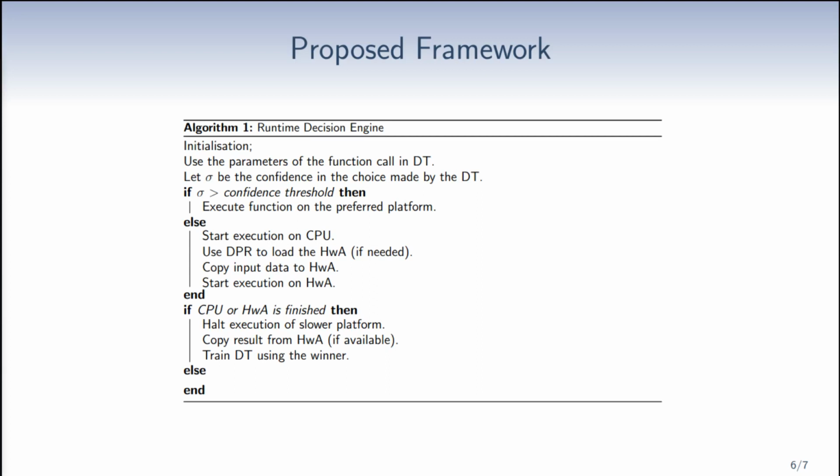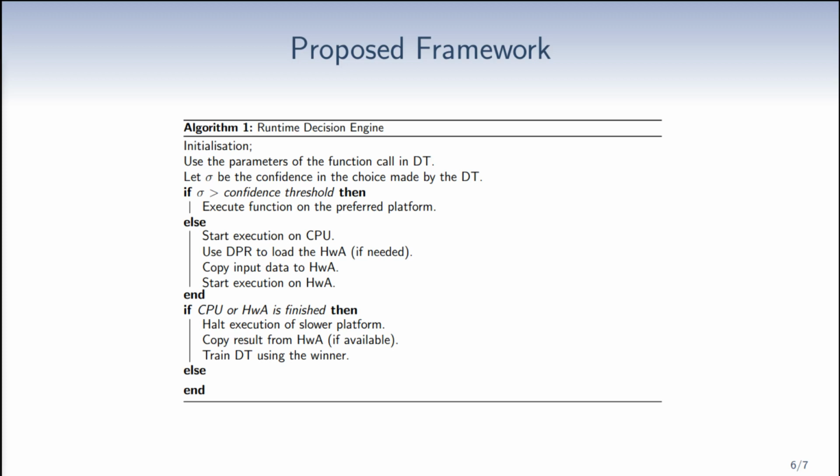The process starts by using the decision tree to decide if either software or hardware execution should be used to target each individual function call. If the decision tree's confidence level in its decision is above a user-defined threshold, then the chosen component will execute the function and return the result. On the other hand, if the confidence level in the decision is low, the function is executed on both the central processing unit and the accelerator. Once execution is completed on one component, the other concurrent execution is halted. The result is then used to train the decision tree, increasing its confidence level in that region of the problem space.